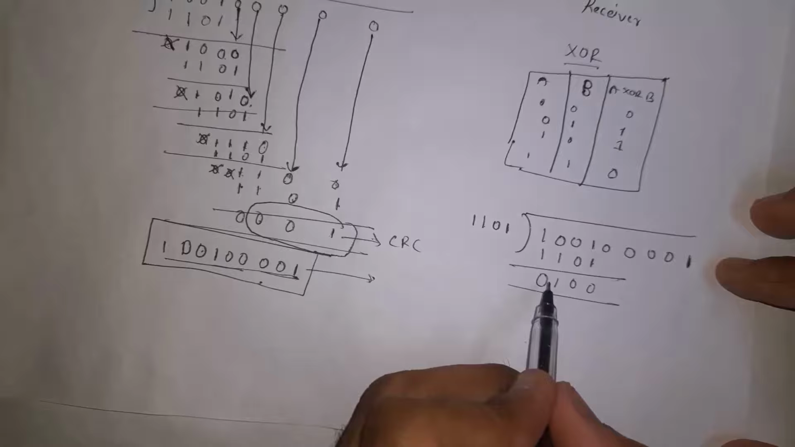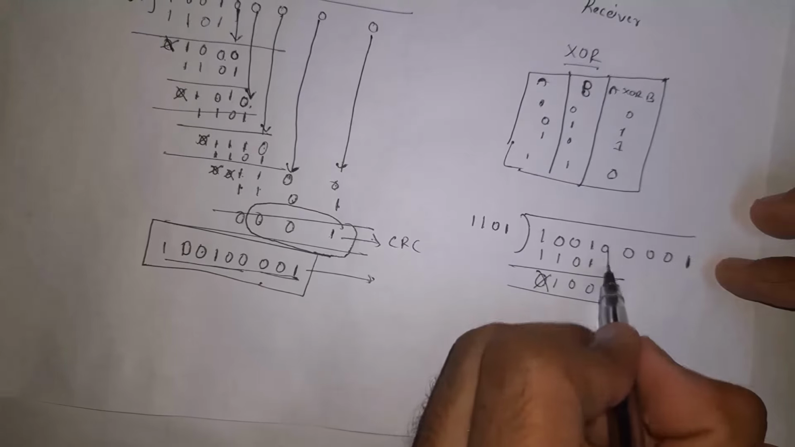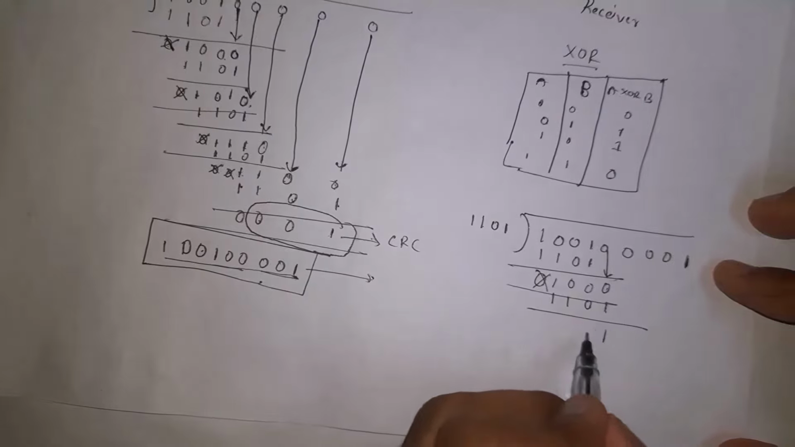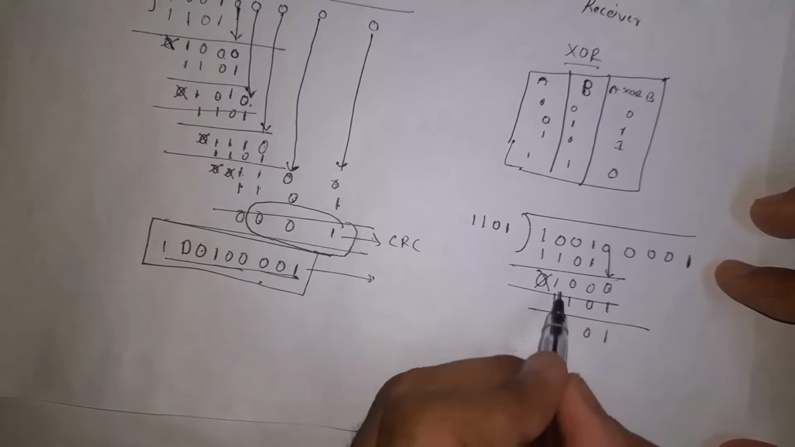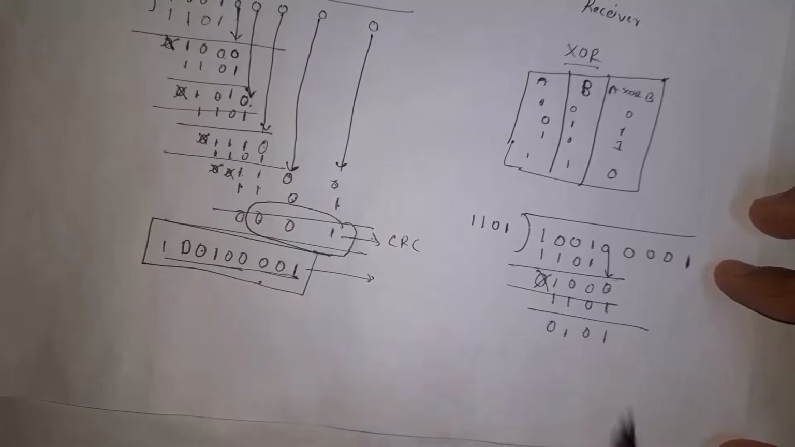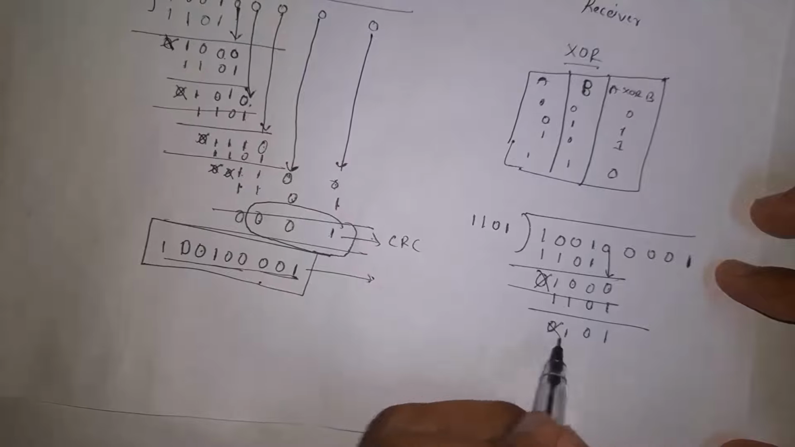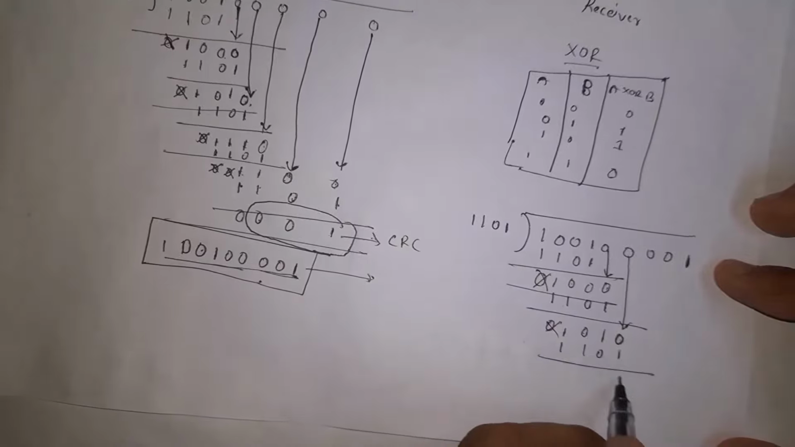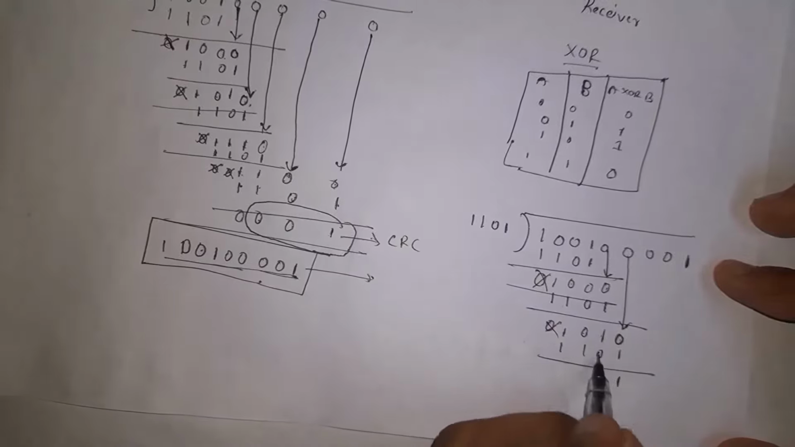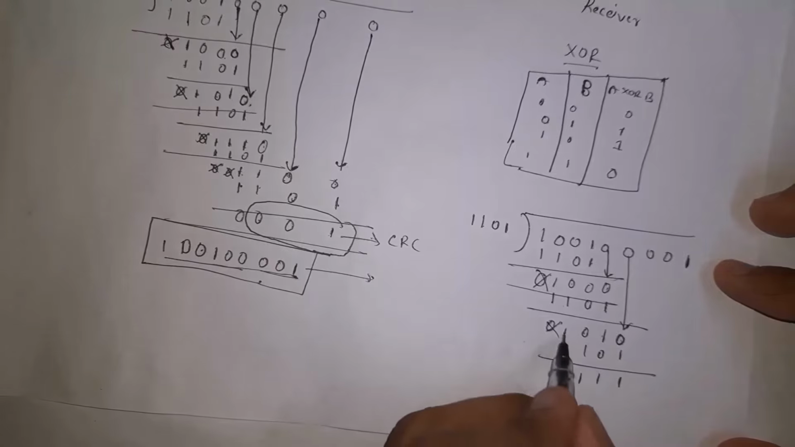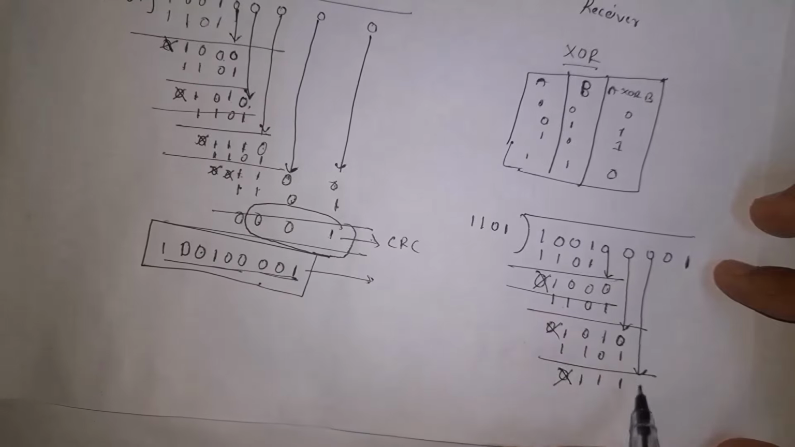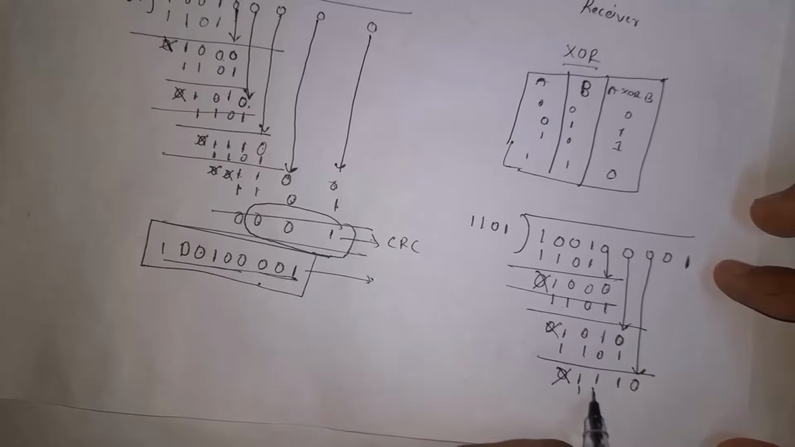As last bit contains 0, you can remove this and you can add this 0. Again apply divisor 1101 for 011, for 000, for 011 and for 110. As last value is 0, so remove this and add this 0. 1010, again apply 1101. So for 011, for 101, for 011, for 110. As last value is 0, no need to consider this, remove this and add this 0 and again apply 1101.